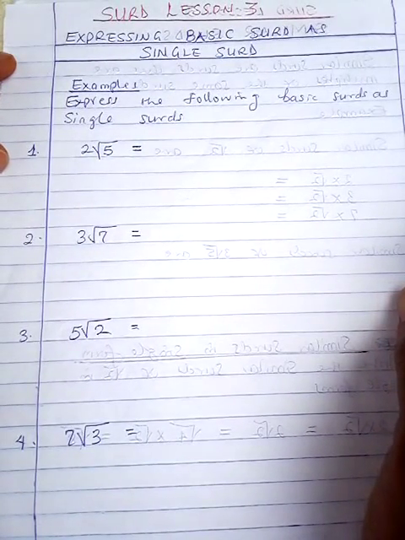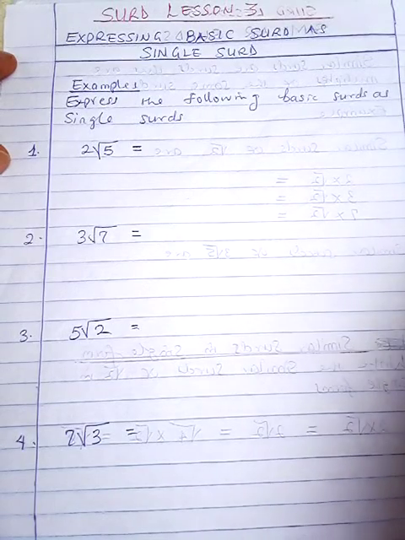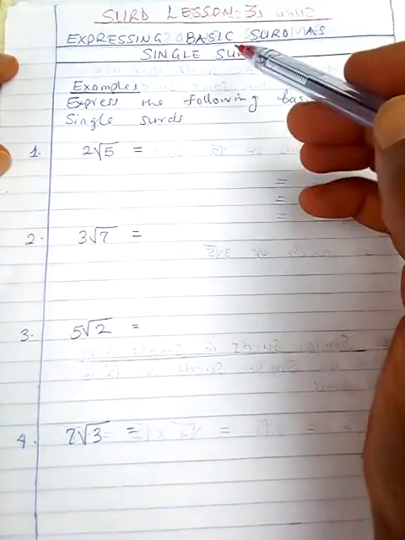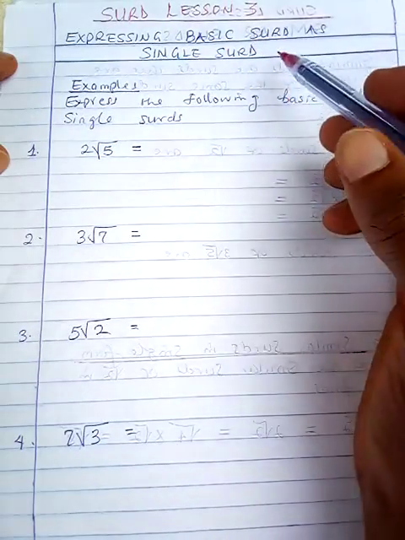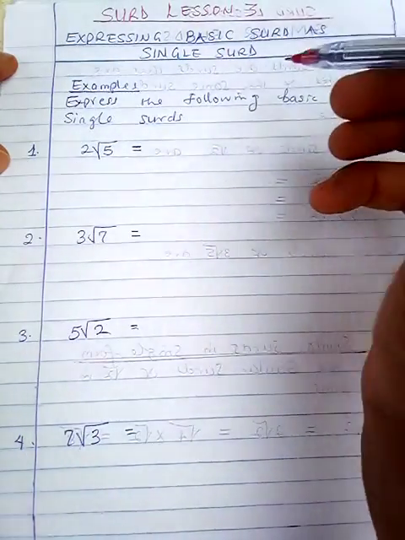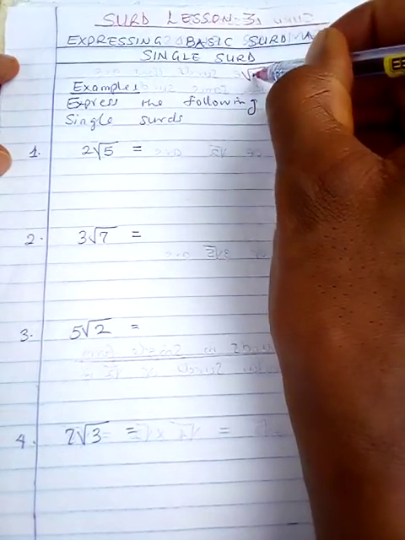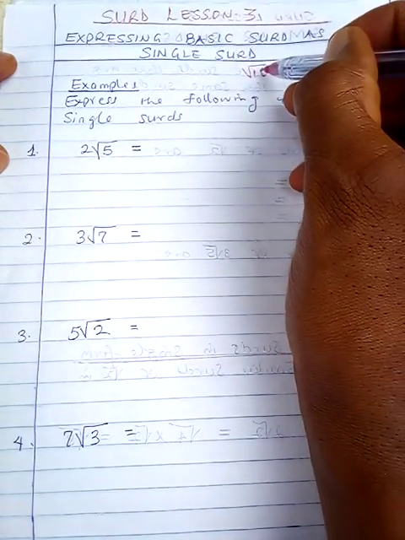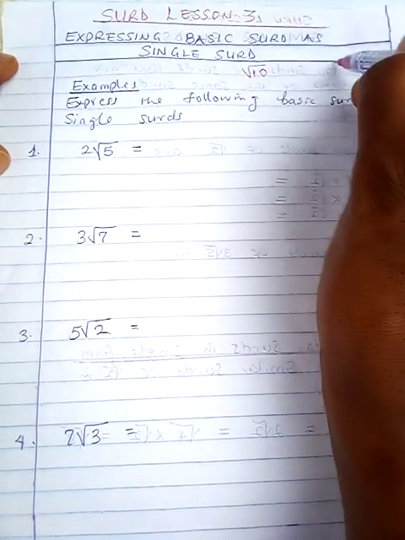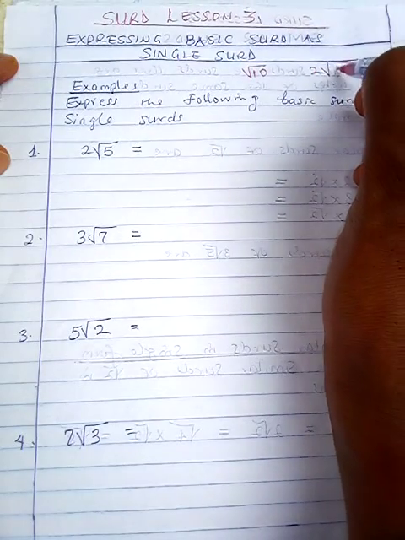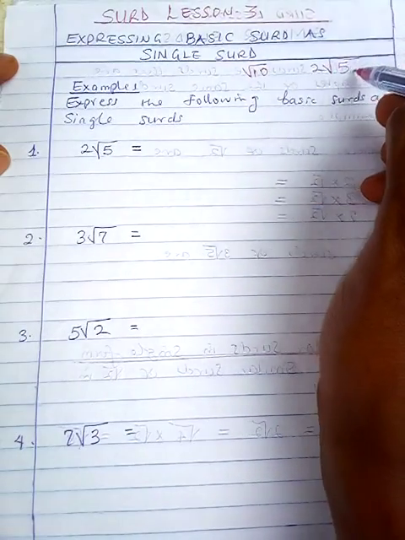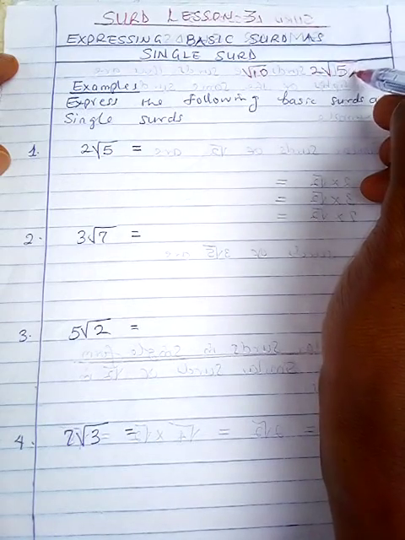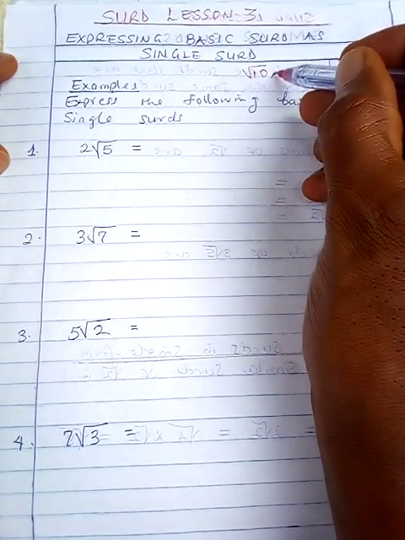This is the third lesson on surds, and in this lesson we are going to be talking about expressing basic surds as single surds. From this topic, you can see that we have two forms of surd. When you have a surd like this, this is one form of surd, and then this is another form of surd. So these surds are different. Here, this is a mixed surd, and this is a single or pure surd.